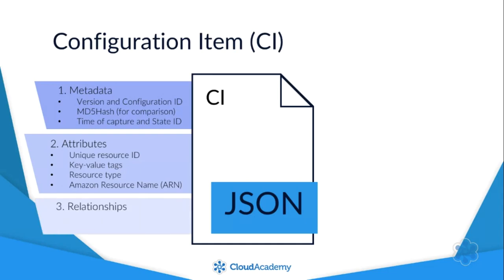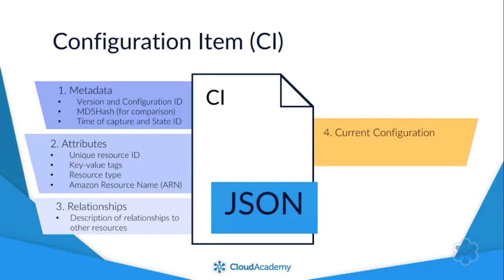Relationships. This holds information for any connected relationships that the resource may have. Within this section, it would show a clear description of any relationship to other resources that this resource had. For example, if the CI was for an EC2 instance, the relationship section may show the connection to a VPC along with the subnet that the EC2 instance resides in.